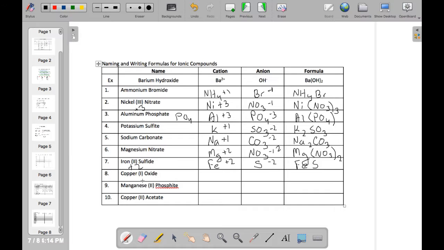Going down. Don't get confused with oxide. That's just oxygen. That's O. O is also a -2. This is a copper 1 though. So this has to be a +1. Cu +1. Well, I'm going to need 2 of these though. Alright, I need 2 copper 1s. Cu 2 O. Copper oxide.